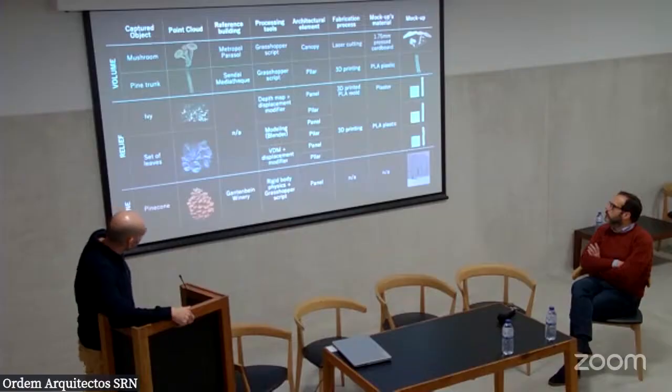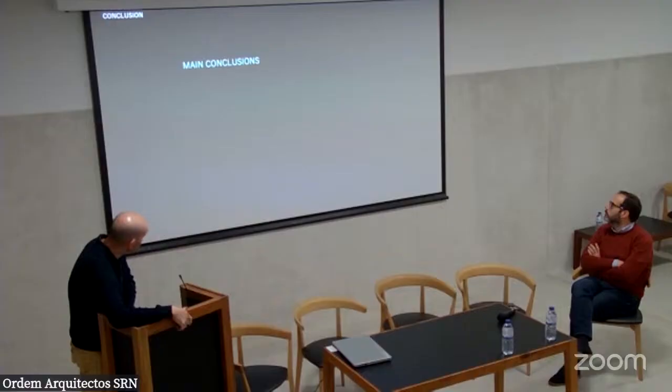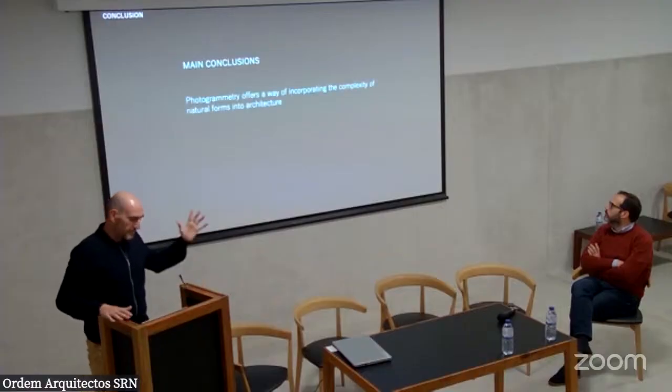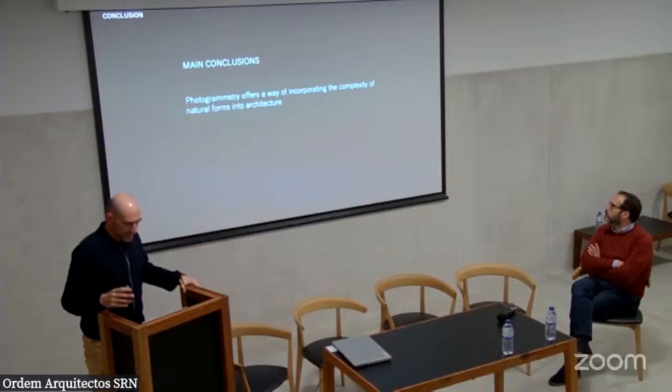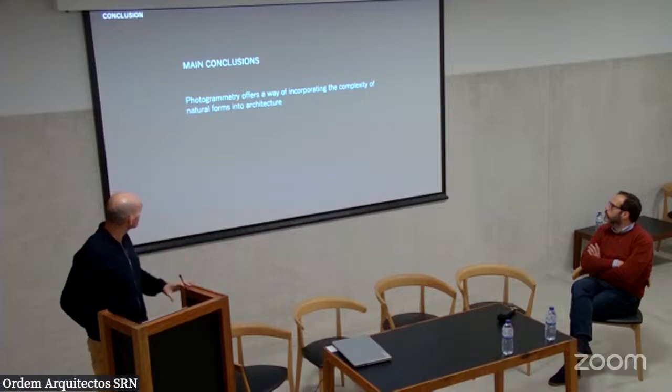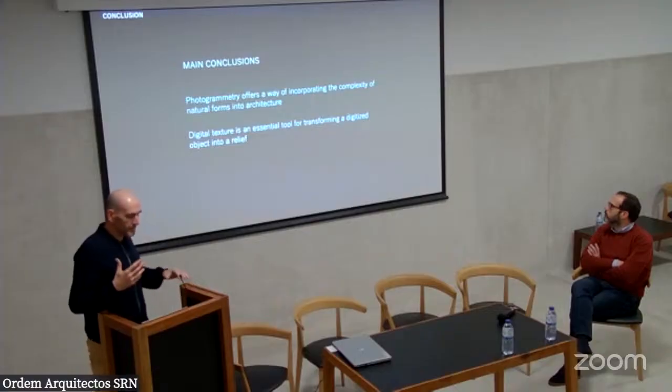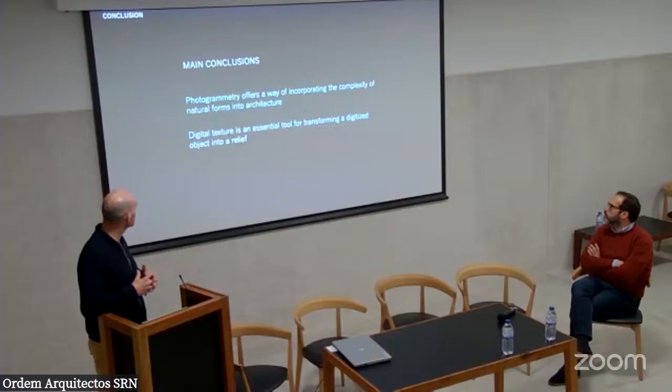So this is like a synthesis table of all the experiments that were made. And so as well, in conclusions, photogrammetry, we see that can really offer a way of incorporating the complexity of nature into architectural elements. The digital texture is a very good tool to give this relief to an already made, already modeled architectural element.